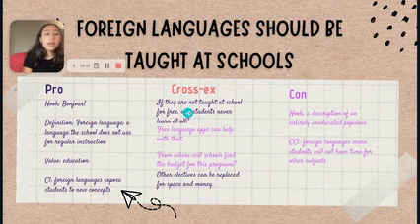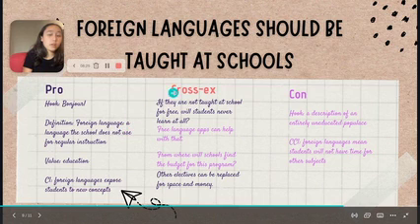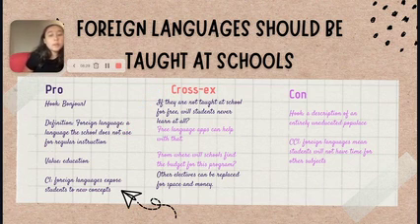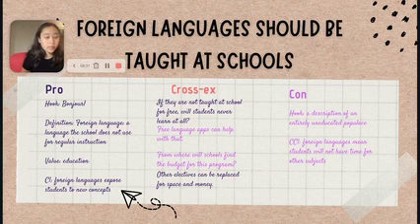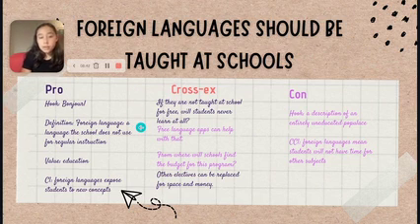Now, I've given some example questions about what might be brought up in the cross-examination, and note that they're pointed questions that are designed to force your opponents into a corner or try and back them into defending something that is tricky to defend. So here's an example where the pro asks the con, well, if they're not taught foreign languages at school, where are they supposed to learn it? And con responded by saying, well, there's a lot of free language apps that can help with learning foreign languages.